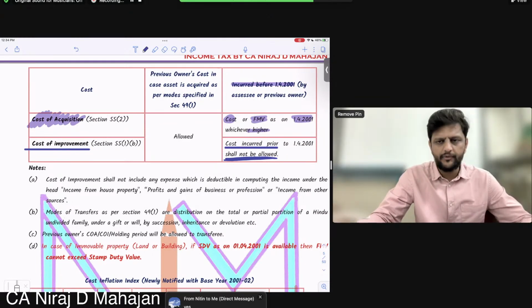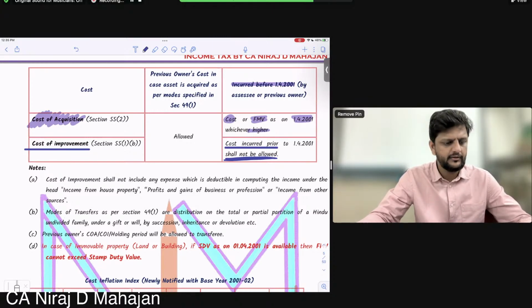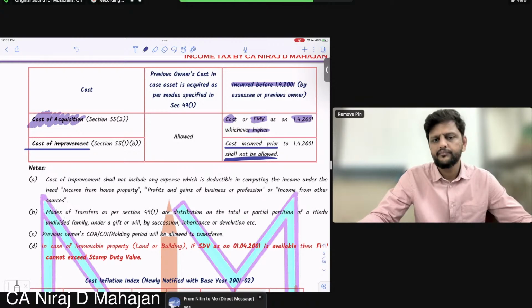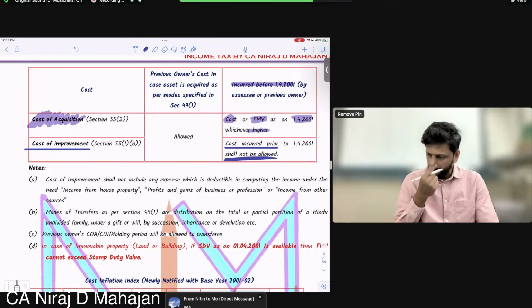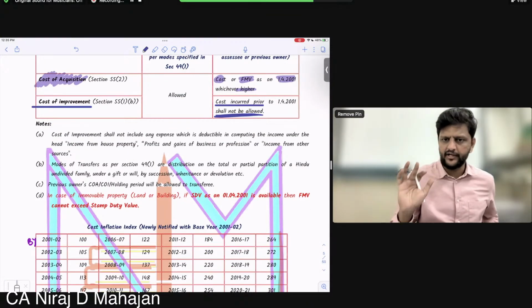So, if the assets were acquired before 1/4/2001, bachcho, what do we check? Fair market value or actual original cost, whichever is higher. Fair market value as on 1/4/2001. Whichever is higher will be our cost of acquisition. Clear till here, everybody? And then we'll do the indexation. And the cost of improvement before 1/4/2001 is completely ignored or not allowed.